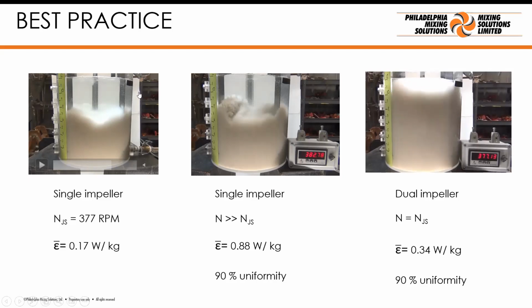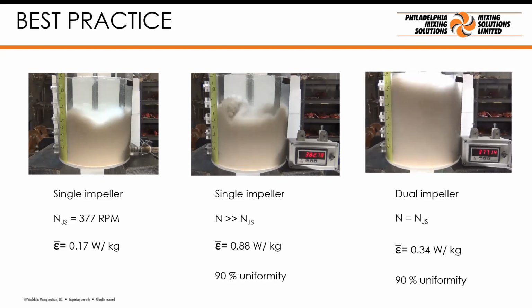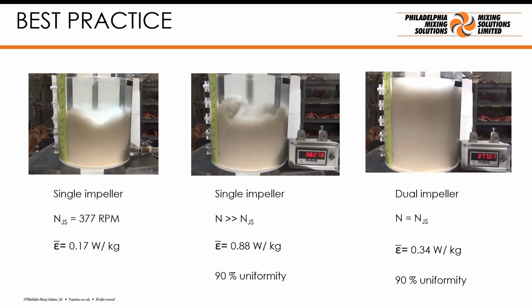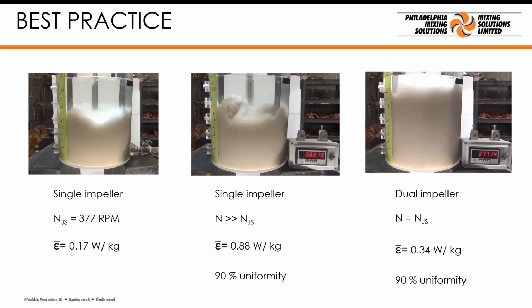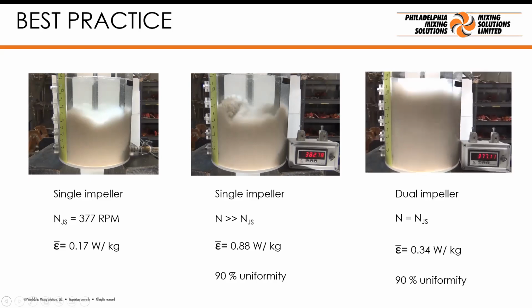So if you need uniformity in your process for whatever reason, the way we're going to approach this is to design the lower agitator to operate at the just suspended speed, and then put a second impeller above it on the shaft. And if it's a taller tank, maybe even a third impeller.